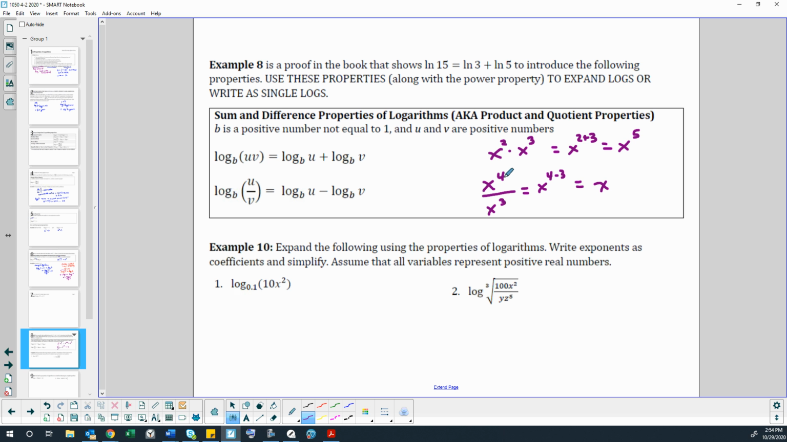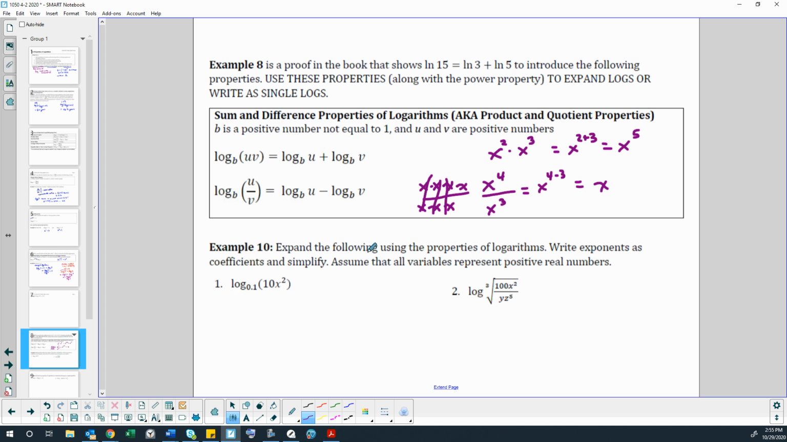And that's because the quotient rule for exponentials is that we would just subtract the exponents, because this is the same thing as having 4 x's on the top and 3 x's on the bottom, and 3 of those reduce, and we're just left with 1. So that's why we subtract it. And same idea here, we have 2 times 3 of those, and altogether we have 5 x's multiplied together.